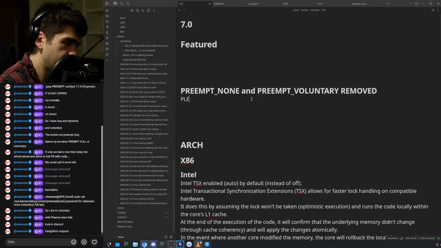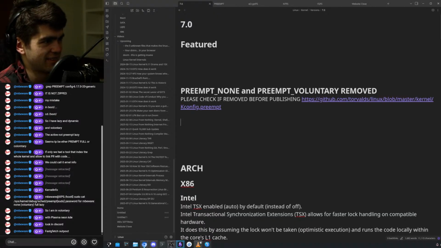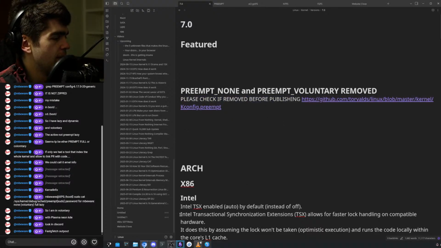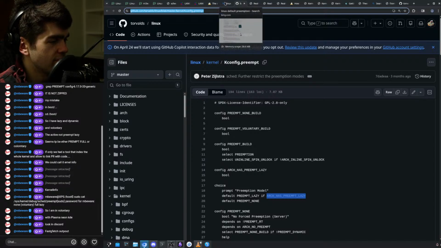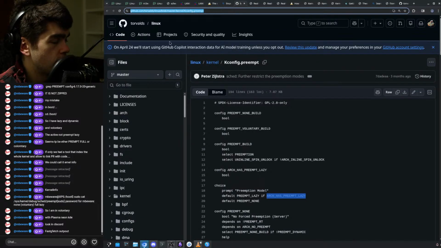Let's write, please check if removed before publishing. Okay. That's a good rule of thumb.